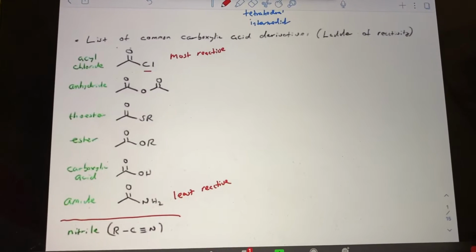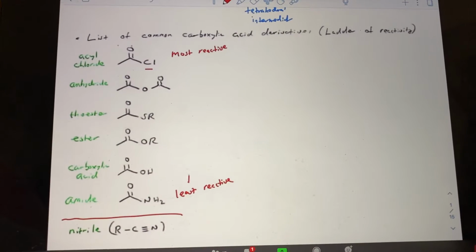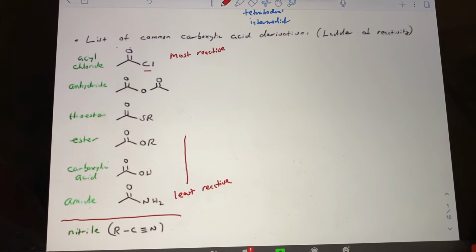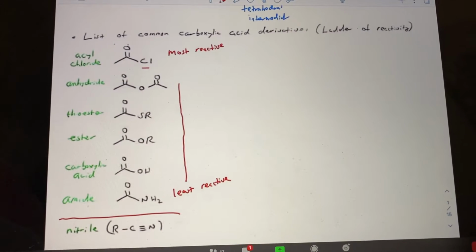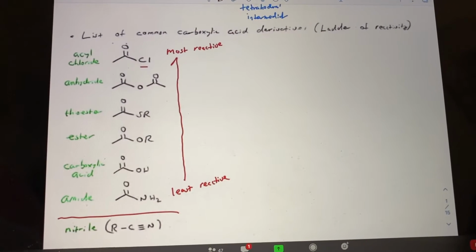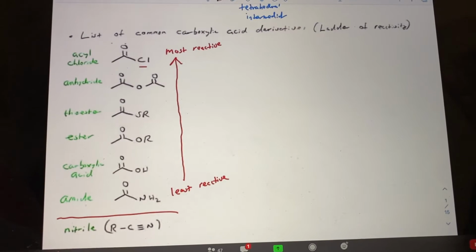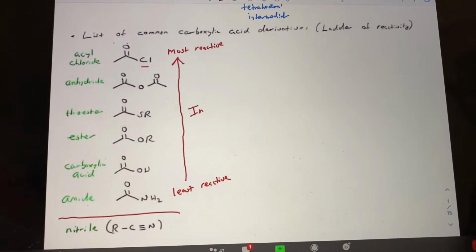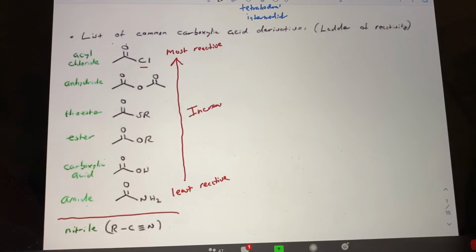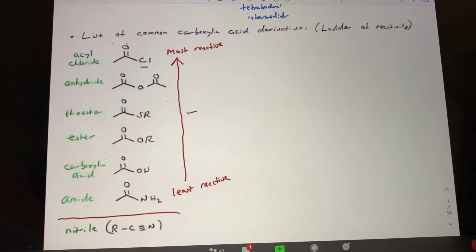But what we can see is, as we go from the least reactive, we have the amide, carboxylic acid, ester, thioester, and anhydride to the acyl chloride. That's our most reactive species. So we're increasing reactivity as we go up the ladder.